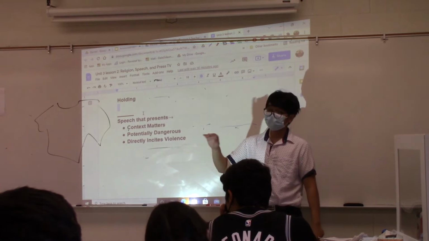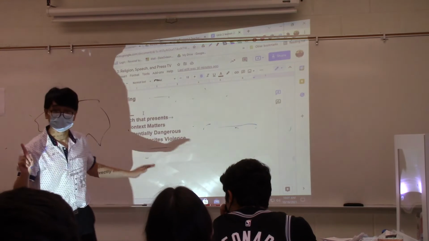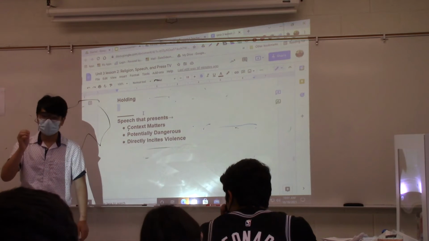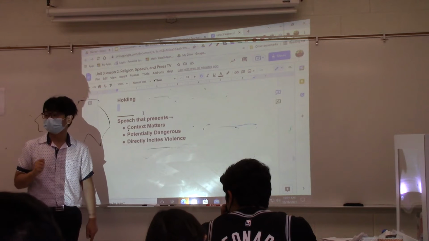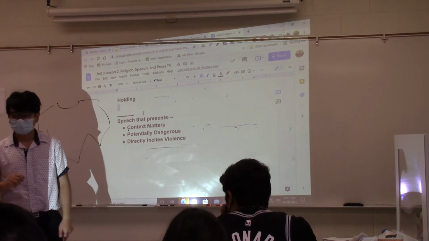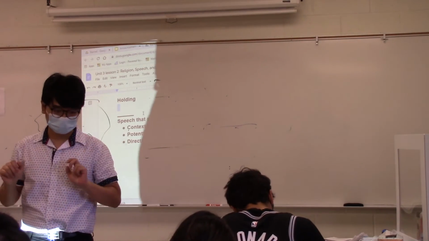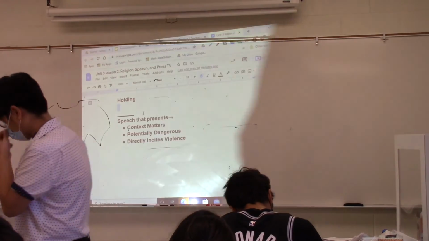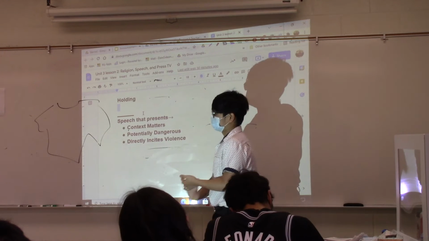Directly inciting violence, like fighting words, this is in your test, fighting words, violates this precedent. Like if I say, I'm going to stab you, that's a clear and present danger that will not be protected by the First Amendment. So threatening someone, what the Supreme Court called fighting words, is not protected by the First, because it will present a clear and present danger.